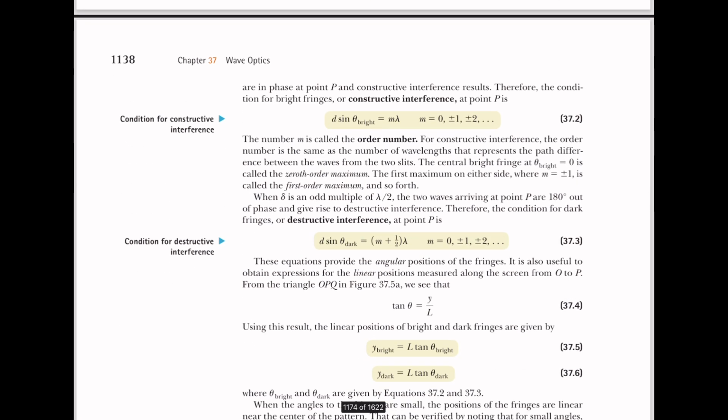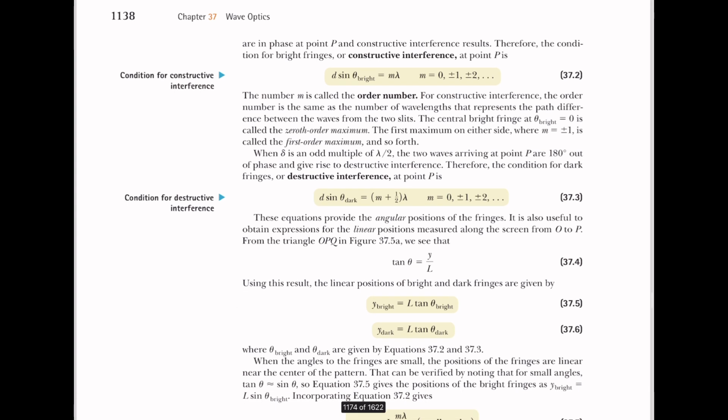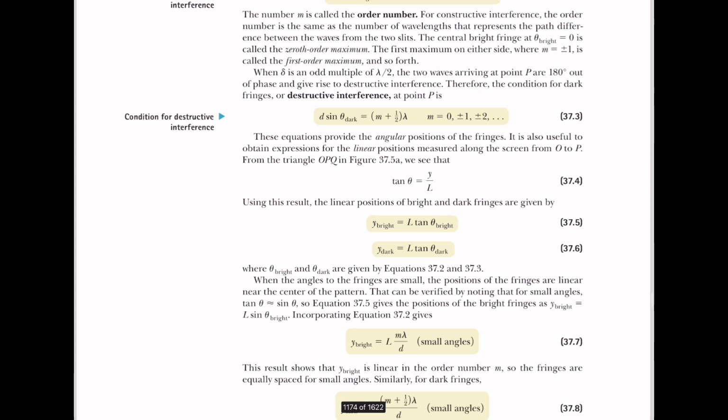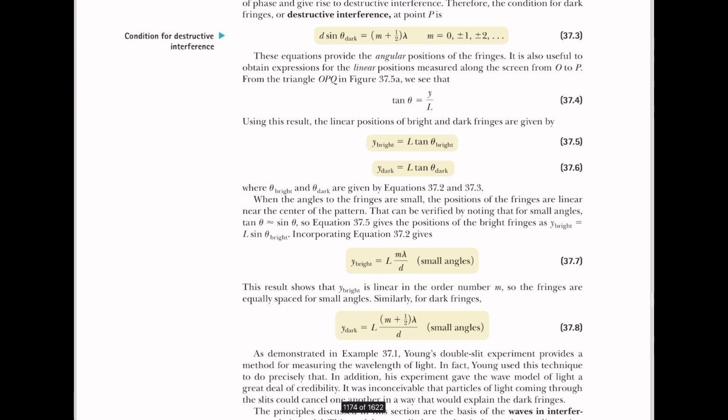What I'm going to look at is these couple of yellowed out equations, conditions for constructive interference. d sine theta bright equals m lambda. Then it says m equals 0, plus minus 1, plus minus 2, dot dot dot. Okay. I see a couple bolded words: constructive interference, order number, destructive interference, a couple other things. Condition for destructive interference looks like a very similar equation.